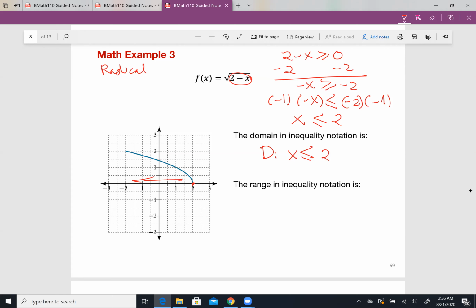What about the value of the output, or the range in here? You can see that the minimum y is here, right? It's 0 here, and it just keeps going up. A little bit slowly, but later on it is going to be positive infinity. So I'm going to say y greater than or equal to 0 for the range.